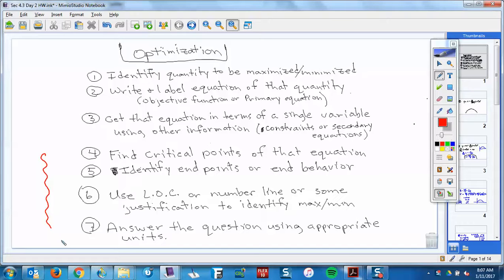Is the derivative ever undefined? What's happening at the endpoints? And then justify, like a list of candidates usually, that it's a max or a min, answer the question. So the key is getting this thing set up. And we worked a lot on that yesterday with those pictures.